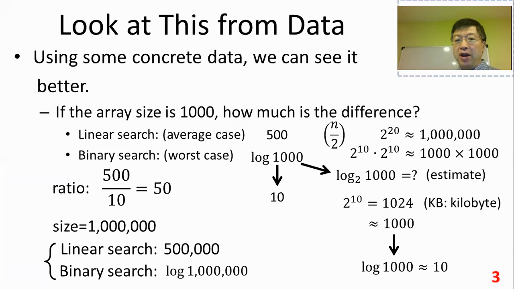So let's simplify it. 2 to the 20th is approximately equal to 1 million. If you can see that, then we take log base 2 on both sides. So log base 2 of 1 million is approximately equal to 20. See? Here, we only need 20 comparisons. We can use binary search to find the element in that array.